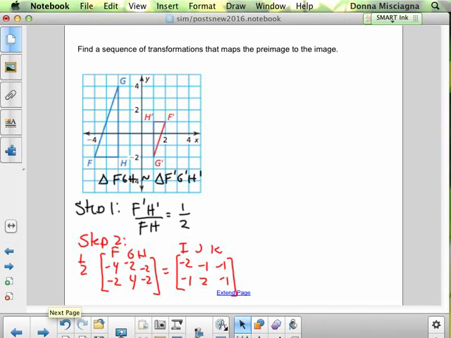And perhaps I should graph it in green since there's already one that's in red. Negative 2, negative 1 would be right here. And negative 1, 2 would be right here. And negative 1, negative 1. There we go.